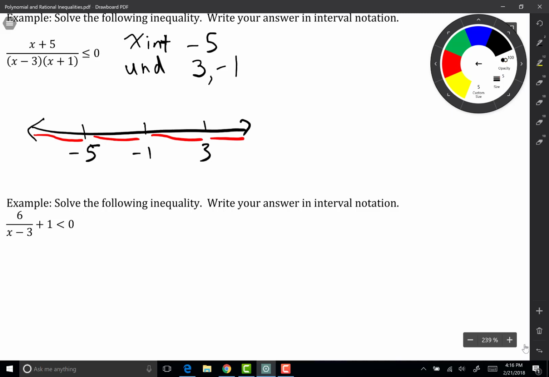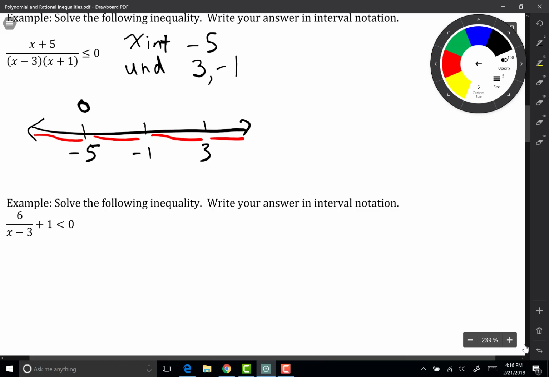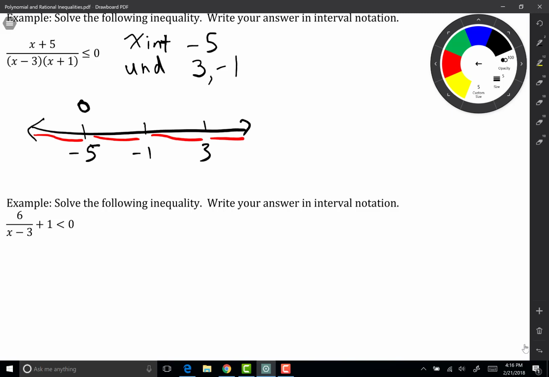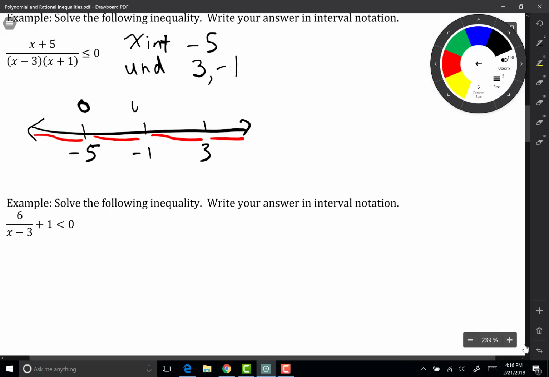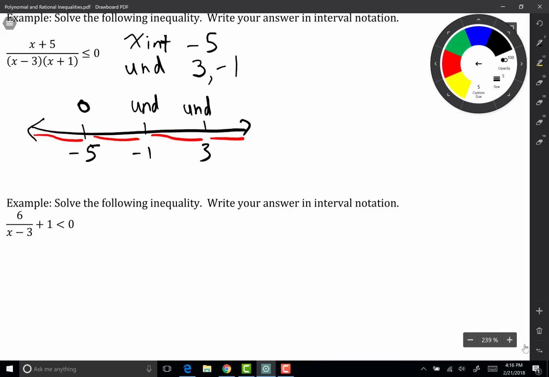Now this point right here at -5 is a 0. It's an x-intercept. But at 3 and -1, it's undefined. So I want to make sure I label that so I know the difference. Okay, so I'm going to pick test points.